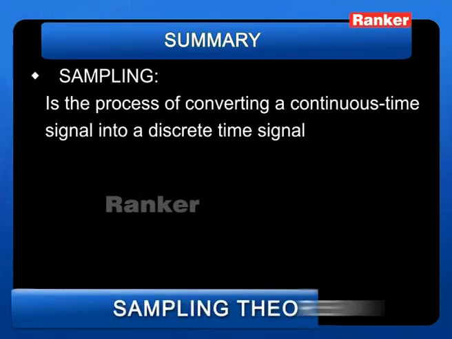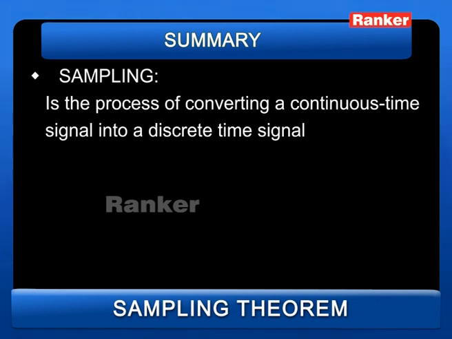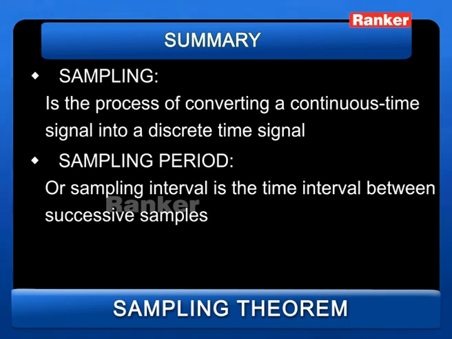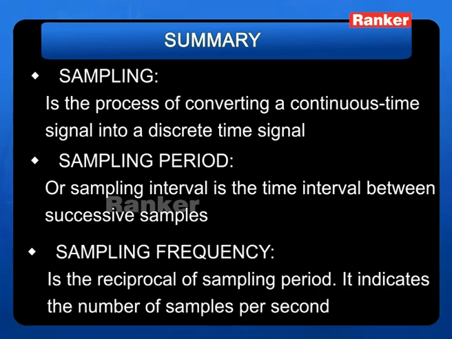What is sampling? Sampling is the process of converting a continuous time signal into a discrete time signal. That is called sampling. And what is the sampling period? The sampling period, also called the sampling interval, is the time interval between successive samples. And sampling frequency is the reciprocal of the sampling period. It indicates the number of samples per second.